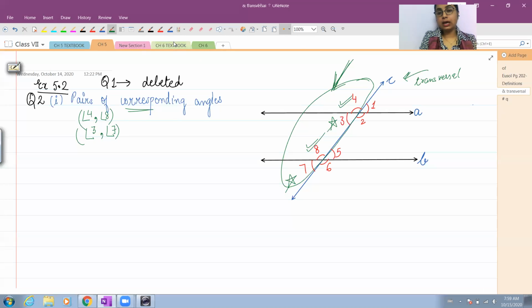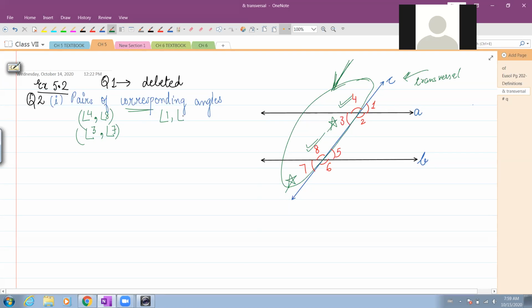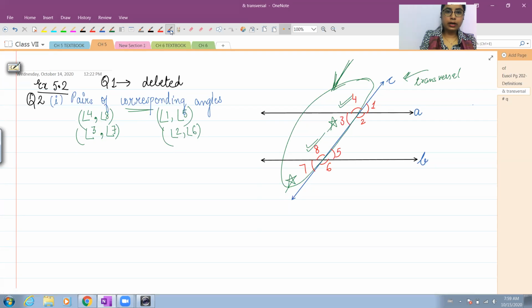Similarly, from the other side, identify from the other side. 1 with 5, and 2 and 6. 2 and 6. That's correct. Now I have to identify pairs of alternate interior angles.